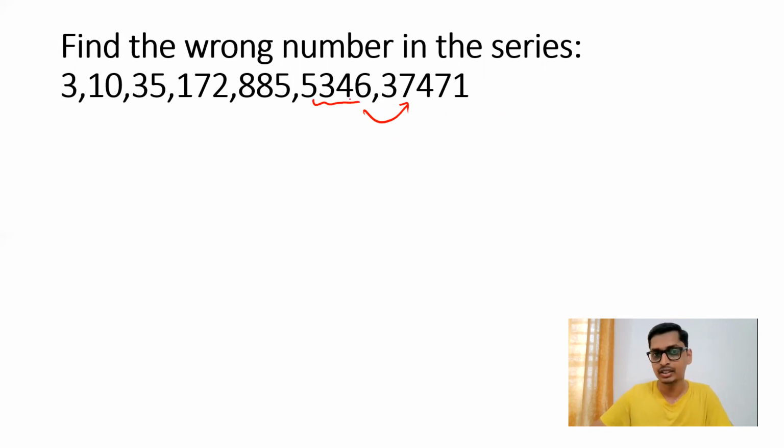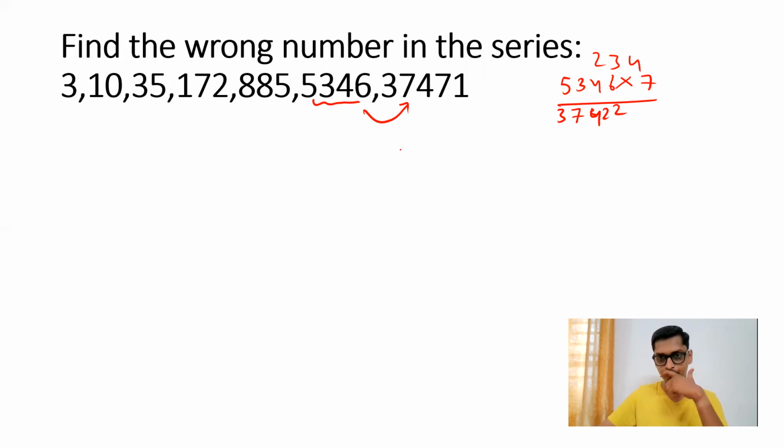So if I multiply with 5, I get 26,000 something, right? So I try to multiply this 5346 with 7 or 8. If I multiply with 7, 6 sevens are 42, carry 4. 7 fours are 28 plus 4, it is 32, carry 3. And 7 threes are 21 plus 3, it is 24, carry 2. And 7 fives are 35 plus 2, it is 37. So I get 37422. Right. Now 37422 is nearest to 37471, right?